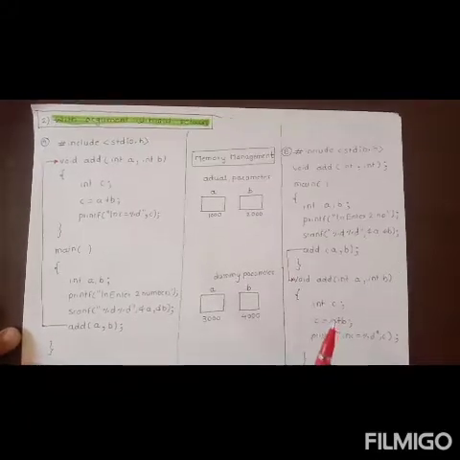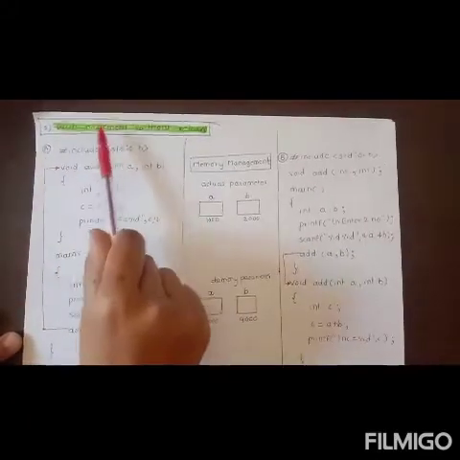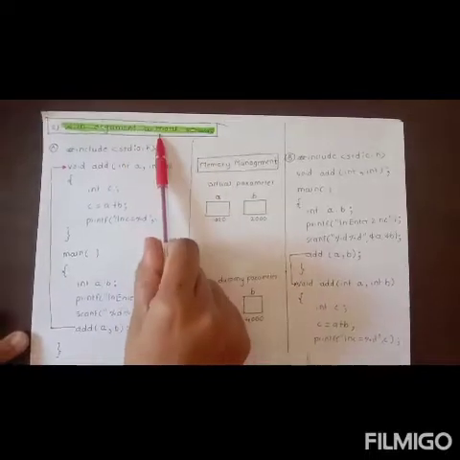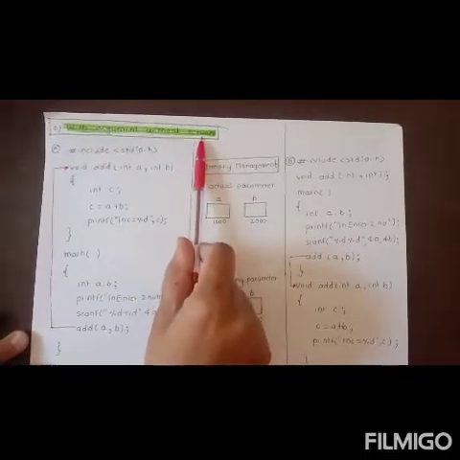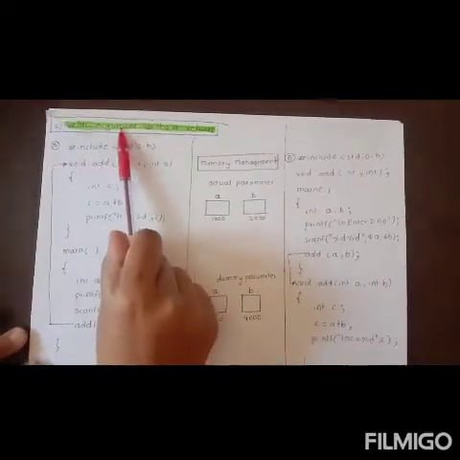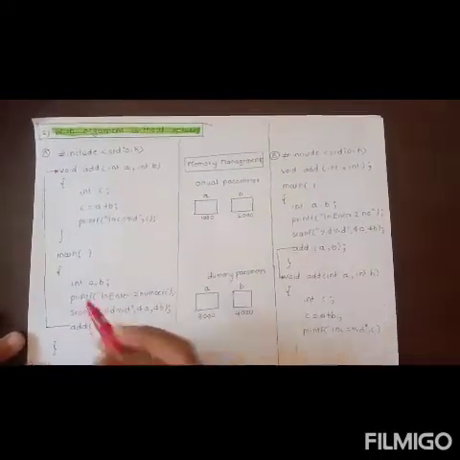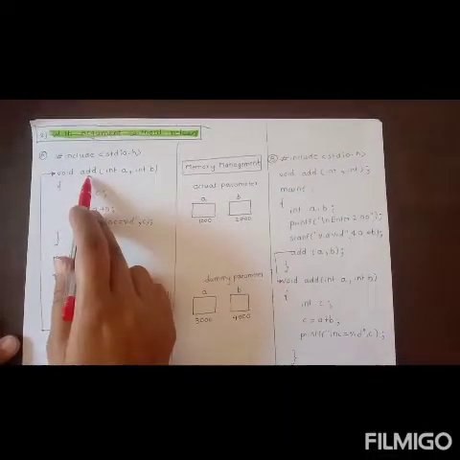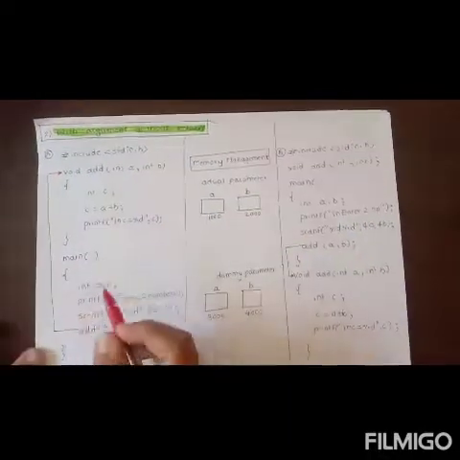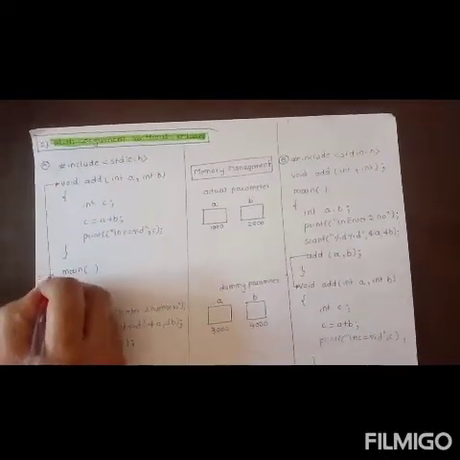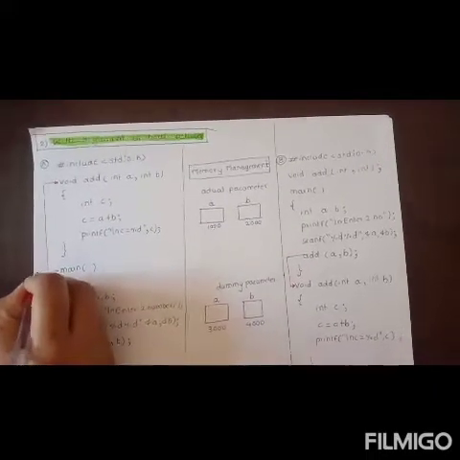Now the next category, with argument, without return. Now with argument means what? The calling function passes some values with a function call. See now. Here your execution starts with a main function.